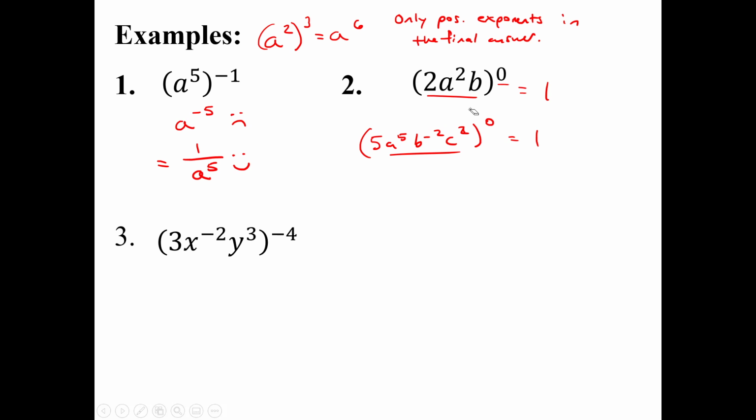Okay, and then the last example, this will be a little more complicated. Here we do need to distribute. Okay, don't forget the hidden 1. And we multiply. So I'm going to start by writing it out. 3 to the negative 4, x to the positive 8, y to the negative 12. Then I'm going to fix it.